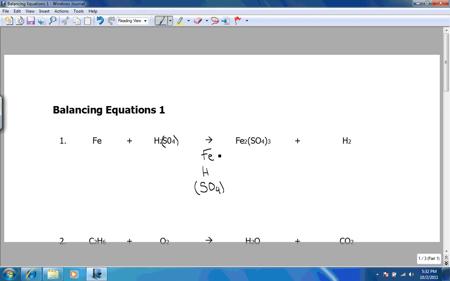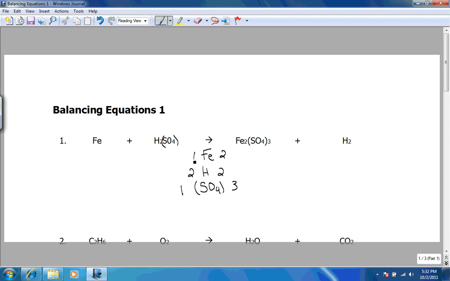Alright, so on this side I have one iron, on this side I have two irons. On this side I have two hydrogens, on this side I have two hydrogens, and on this side I have one sulfate, on this side I have three sulfates. All I've done right here is written down what I have.